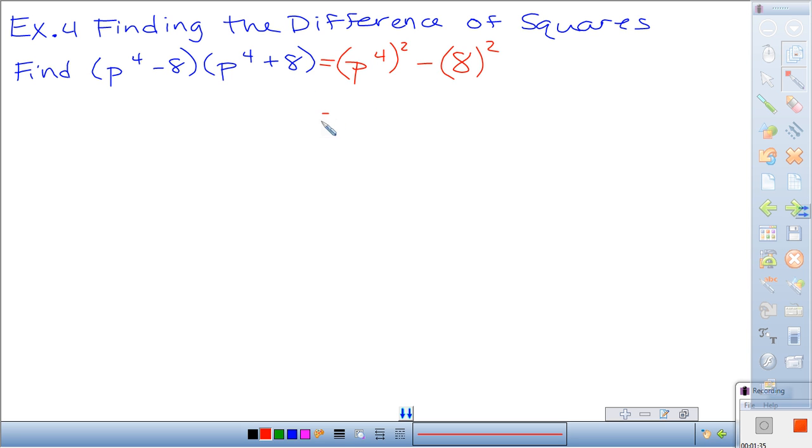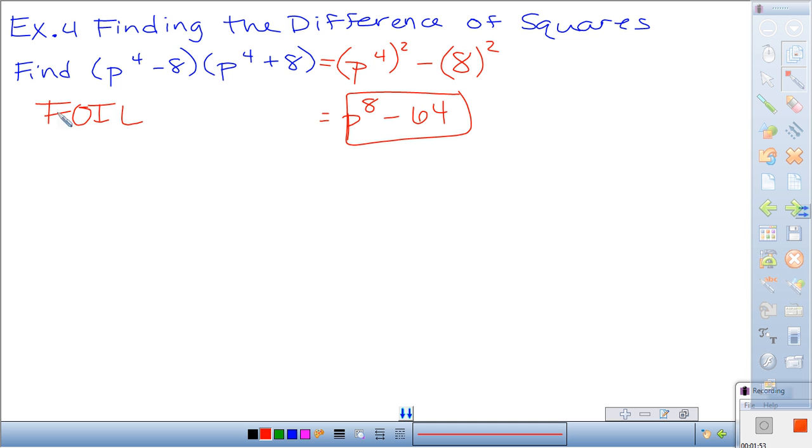So now I'm going to use my rules from Chapter 8. When you raise a power to a power, we need to multiply our exponents. So I have p to the 8 minus 8 squared, which is 64, and there's your answer. Hopefully you could find the same answer if you used FOIL. If you FOILed these out, in fact, let's go ahead and do that. Let's see if we get the same answer.